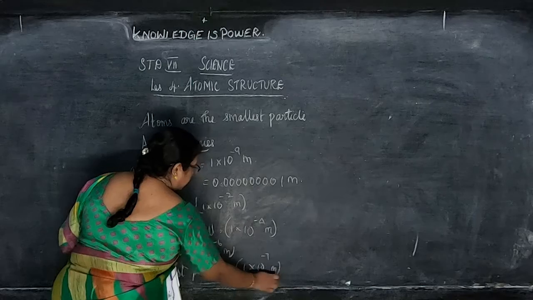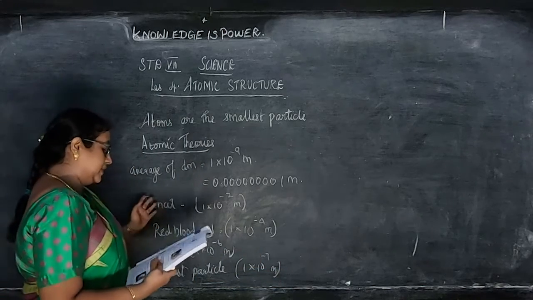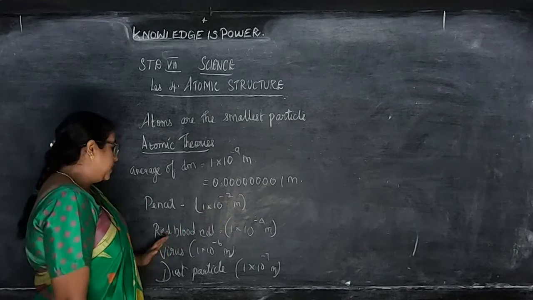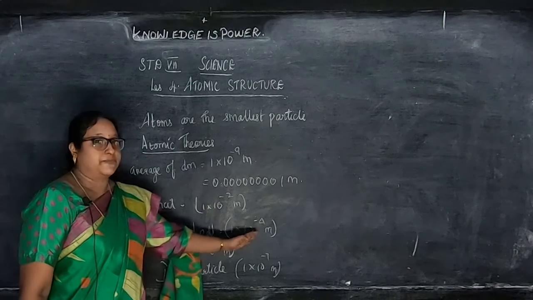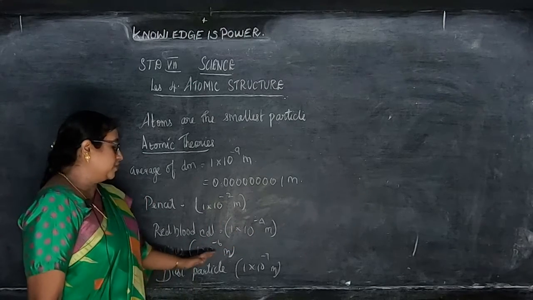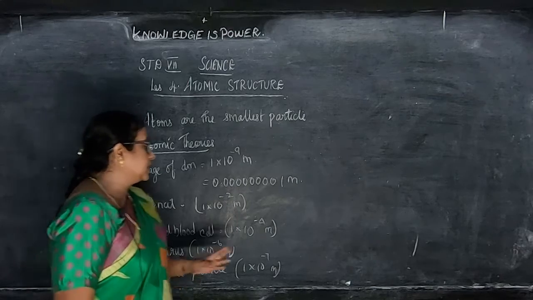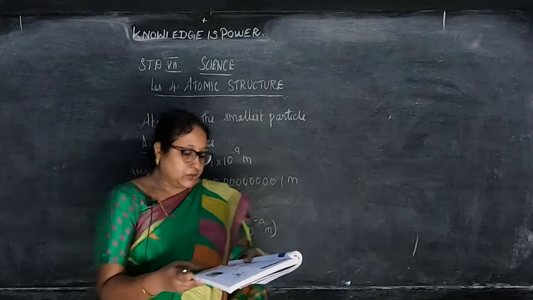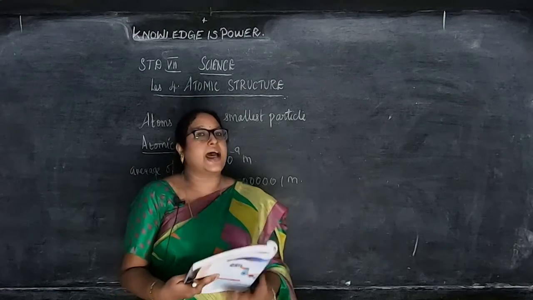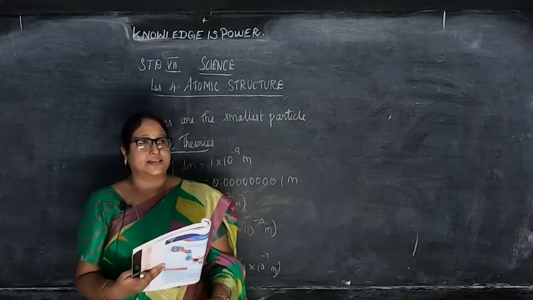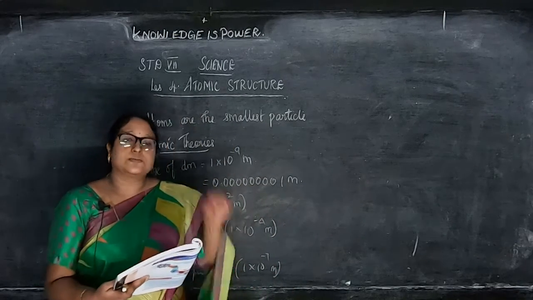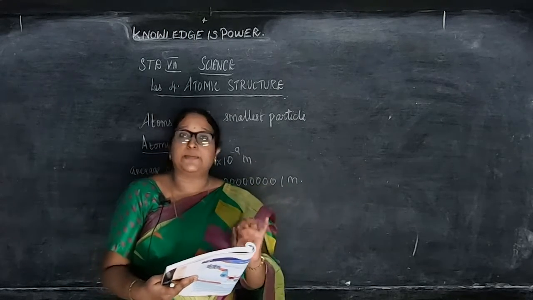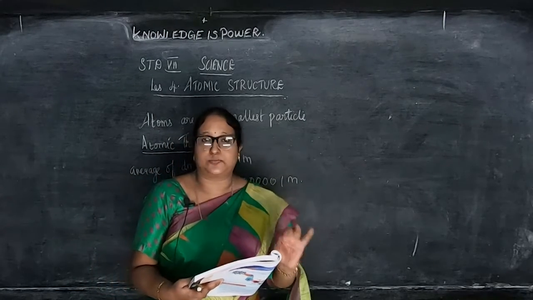Okay, so we are going to find the size of an atom. Pencil is 1 into 10 to the power of minus 2, red blood cell 1 into 10 to the power of minus 4, virus 1 into 10 to the power of minus 6 and dust particle 1 into 10 to the power of minus 7. Now, you could imagine how small an atom will be. If you understand the size, you can imagine how small the atom will be. So, I have already said you cannot even see it under the microscope. It is just the smallest particle.